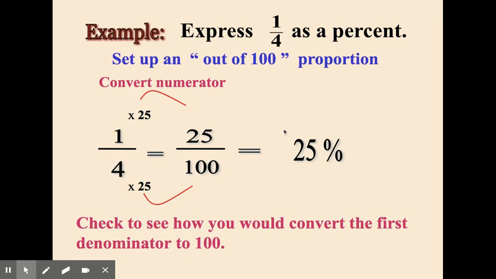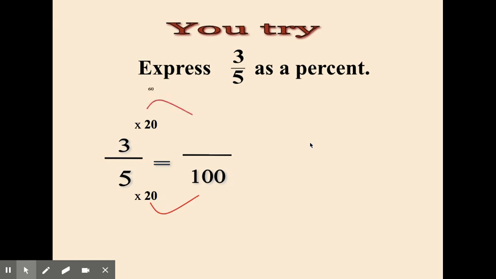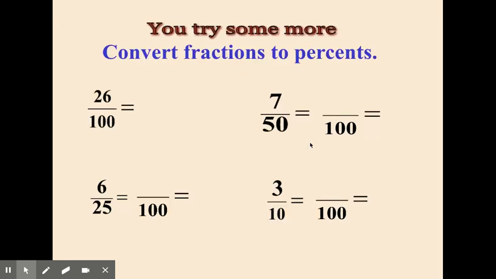So once you get the top out of 100, then that number on top is going to be your percent. Okay, you give it a try. 3/5 as a percent. Okay, you'd have 3/5. I want to make 5 100, so I multiply it by 20. I do the same to the top, so whatever I do to the bottom, I do to the top. Multiply the 3 by 20. That gives me 60, and 60 out of 100 is the same as 60%.